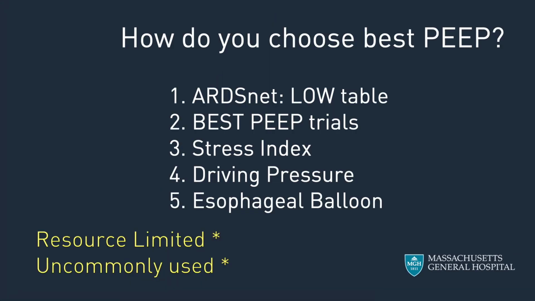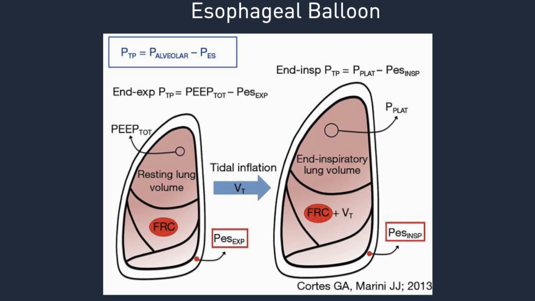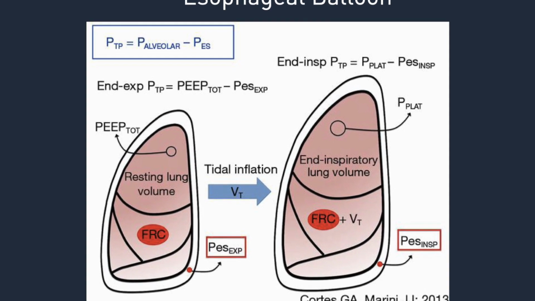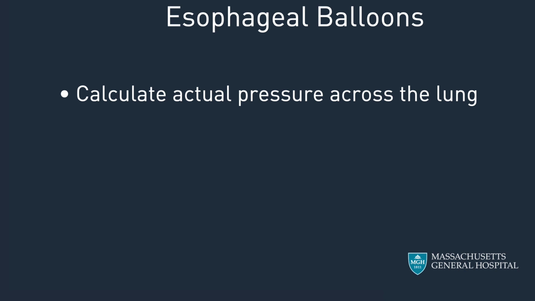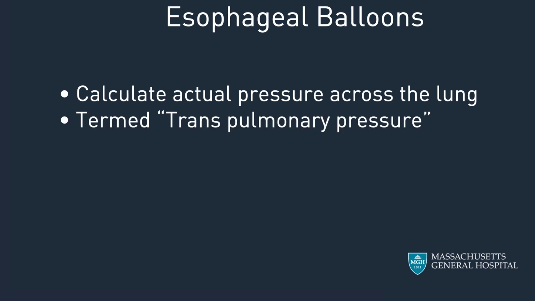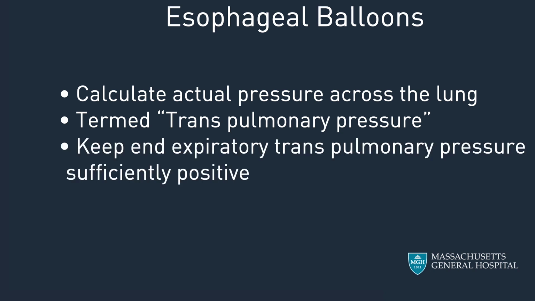Number 5, esophageal balloons can be used to measure approximate pleural pressures. This allows clinicians to go a step beyond simple driving pressures and calculate the actual pressure across the lung, known as the transpulmonary pressure. How do you use this to optimize settings? Well, to avoid collapse, you ensure that the end expiratory transpulmonary pressure is sufficiently positive to avoid overdistension.